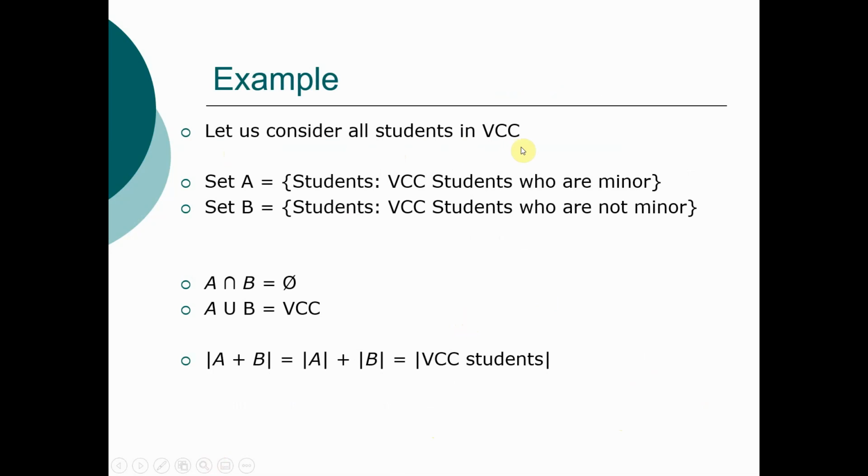So let us consider all students in VCC. Let's define set A as all minor students and set B as students who are not minor. A intersection B is an empty set. A union B is all the students at VCC at any college. So this should be the union. So the number of elements in the union of A and B is the addition of the number of elements in A plus the number of elements in B.